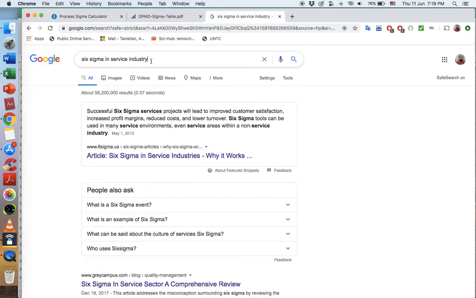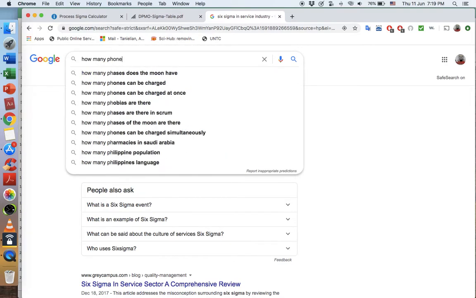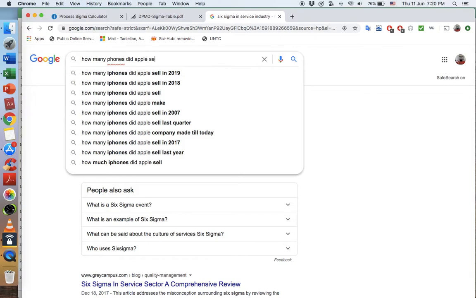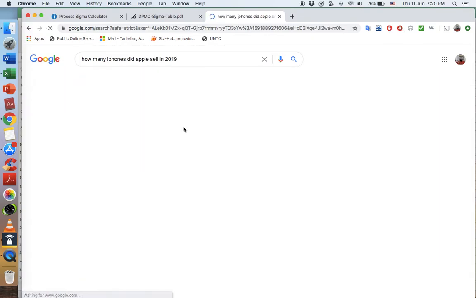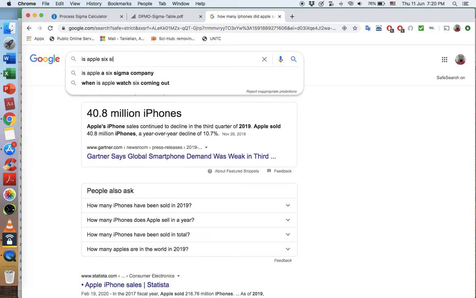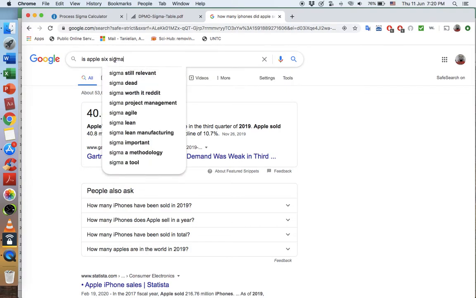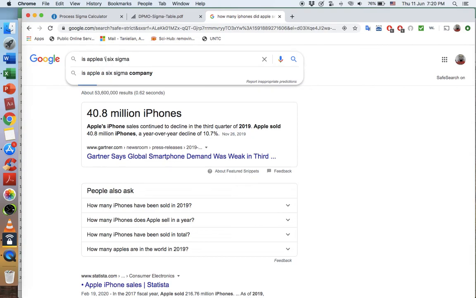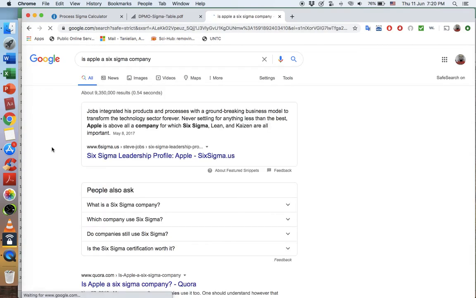Let's do a quick search. How many phones did Apple sell in 2019? They sold 40.8 million phones. And let's just guess that Apple's 6 sigma, but we'll ask anyway. Is Apple a 6 sigma company? There we go. Jobs integrated. Let's see. Never settling for anything less than the best. Apple is above all a company for which 6 sigma, lean, and Kaizen are all important. Okay. So 40.8 million phones.